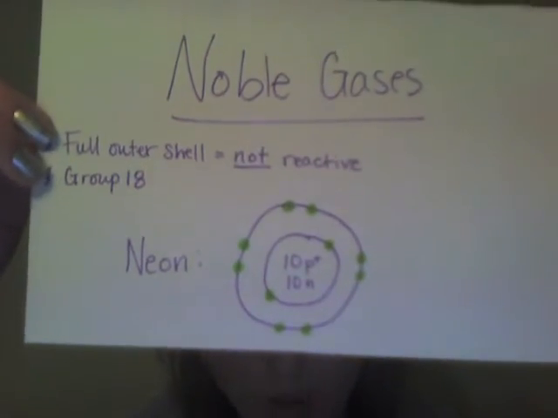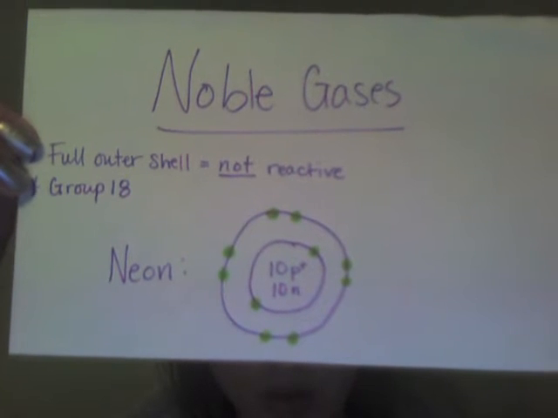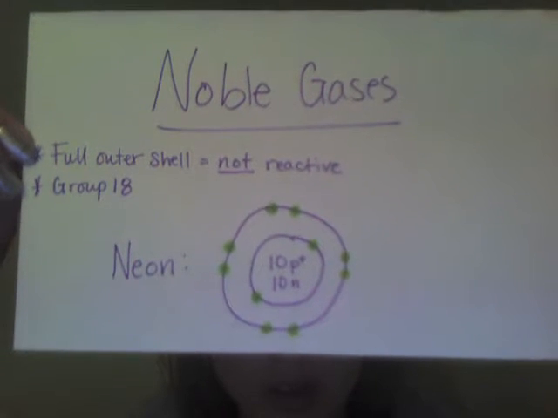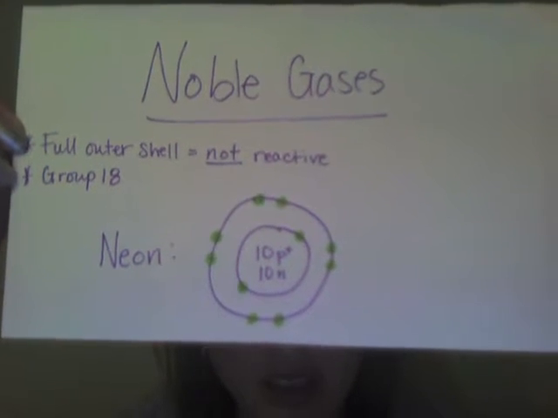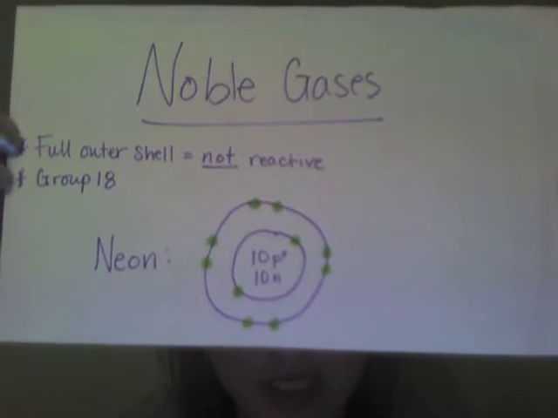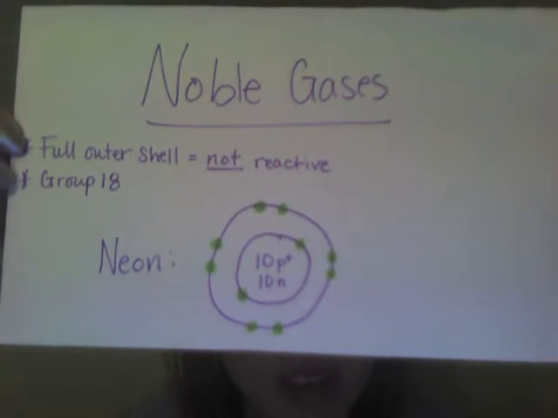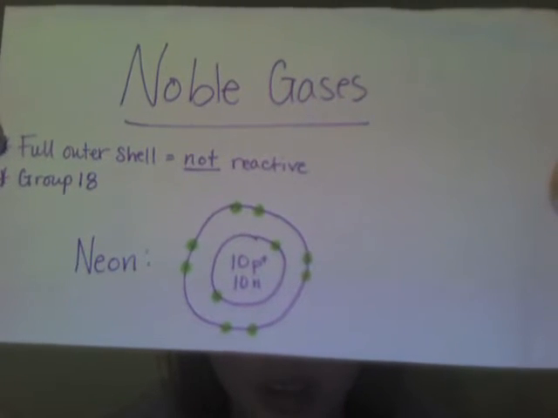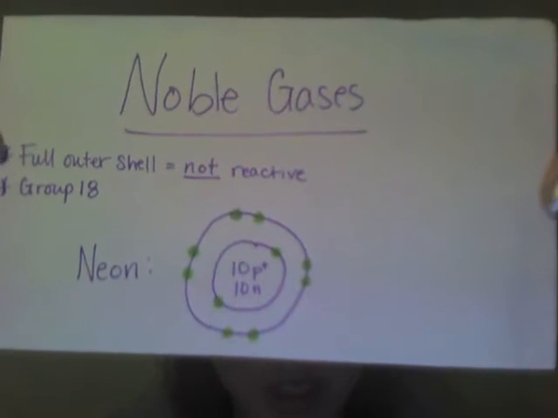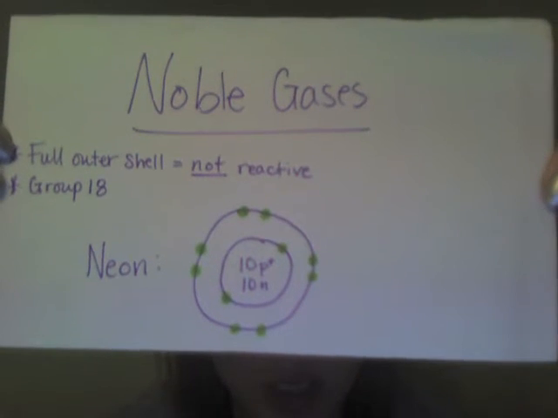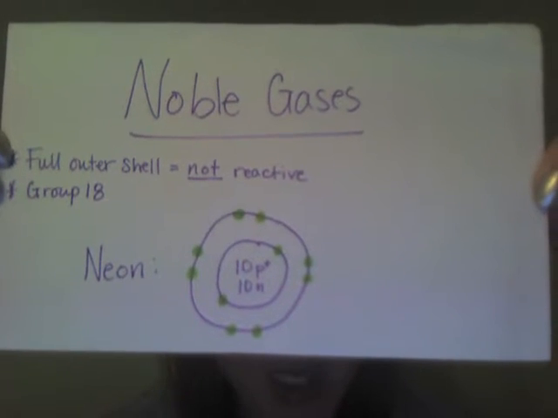Okay, so now we're going to talk about atomic stability. We've talked about noble gases a little bit already, but we're going to review them. We know that those noble gases have a full outer shell, and that full outer shell has 8 valence electrons in it. Because noble gases have a full outer shell, they are not reactive at all. They don't want to gain any electrons, and they don't want to lose any electrons. In fact, all elements in group 18 have 8 valence electrons in that outer shell, and they are not reactive at all whatsoever.